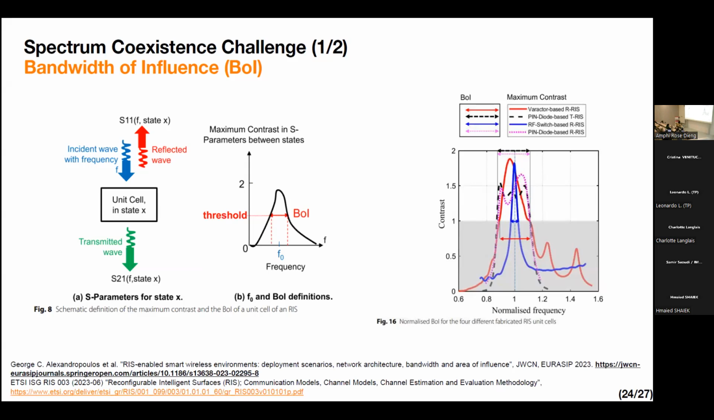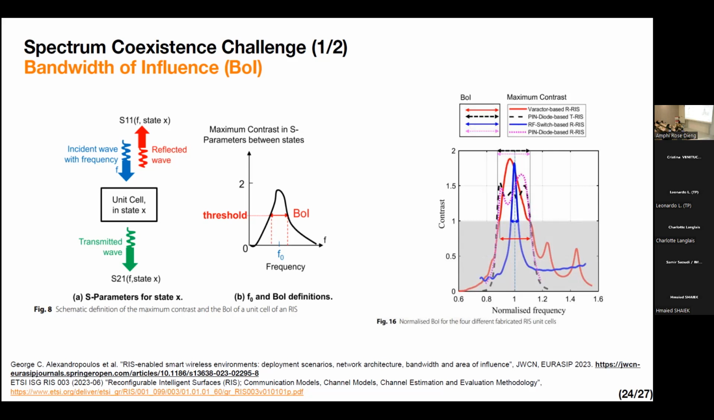We've been working a lot in standardization and with the RISE-6G project on a problem. When you illuminate a unit cell with a pure incident carrier frequency and you change the carrier frequency, you see some reflections over a large bandwidth. We have studied four different RISs, pin diode RIS, varactor RIS, RF switch RIS, etc., and seen that you have up to 40% of the carrier frequency as a bandwidth of interference. That means that if you are working at, for instance, 5.2 gigahertz, you can observe a bandwidth of interference of several hundreds of megahertz.